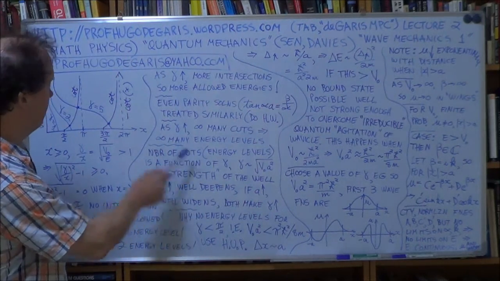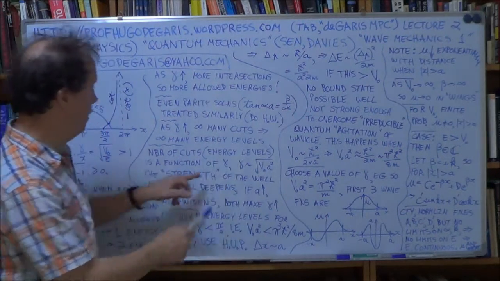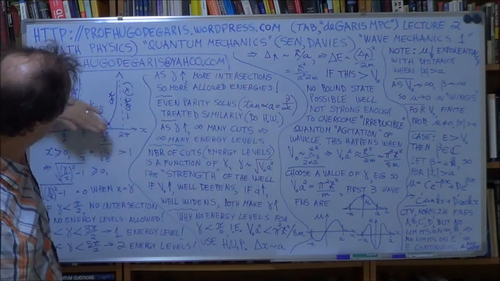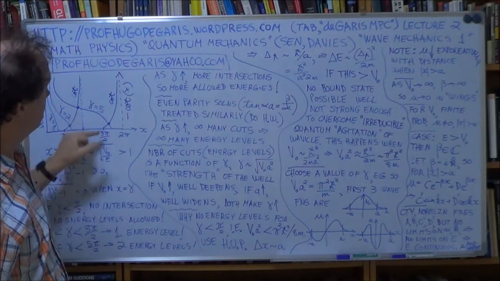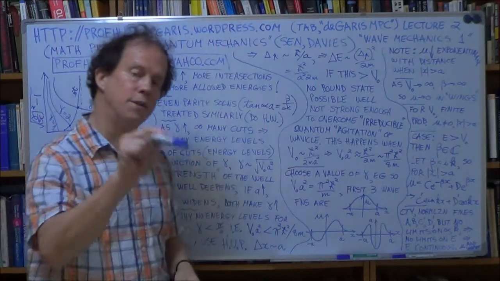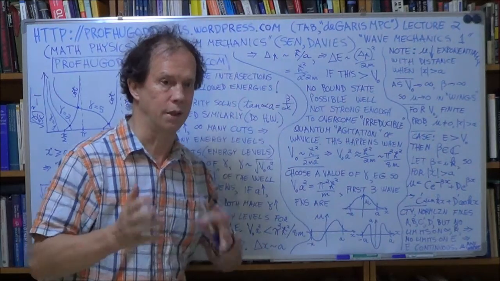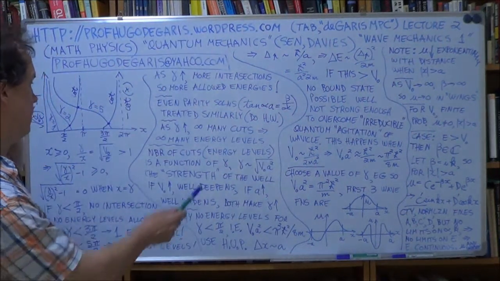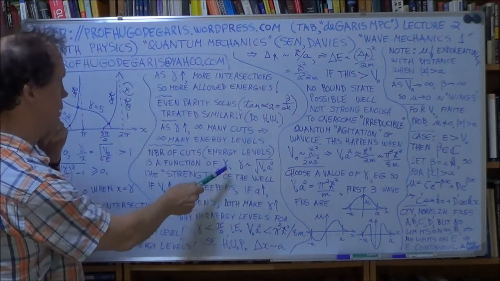So the number of cuts, like here, there's 2, there's 1. The number of cuts will depend on the value of your gamma. Makes sense? The higher gamma is, the bigger gamma is, this curve moves out to the right, cuts more and more of these cotangent lines, giving you more and more intersection points, and those intersection points correspond to allowed energy levels, right? Quantized energy levels. Okay, so the number of cuts, the number of energy levels, depends on your gamma.